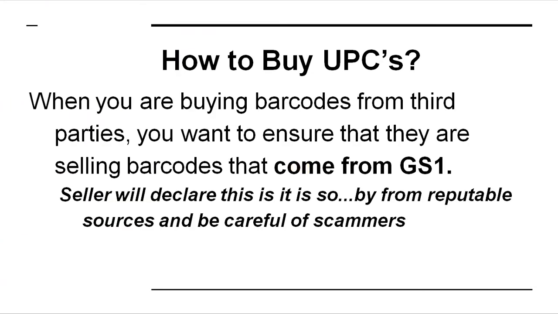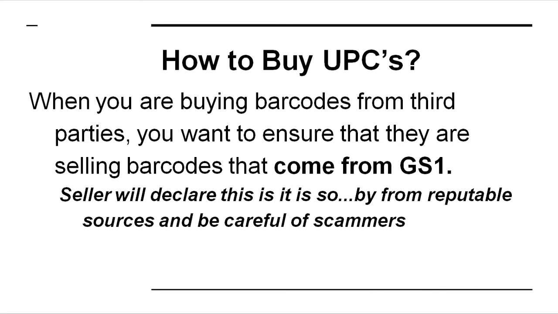So how to buy UPCs, right? When you're buying barcodes from third parties, you want to ensure that they are selling barcodes that come directly from GS1. Usually sellers will declare this if it is so. You want to buy from reputable sources and be careful of scammers, because a lot of people are selling barcodes, but you want to ensure, as best as possible, that these barcodes are actually coming directly from GS1.